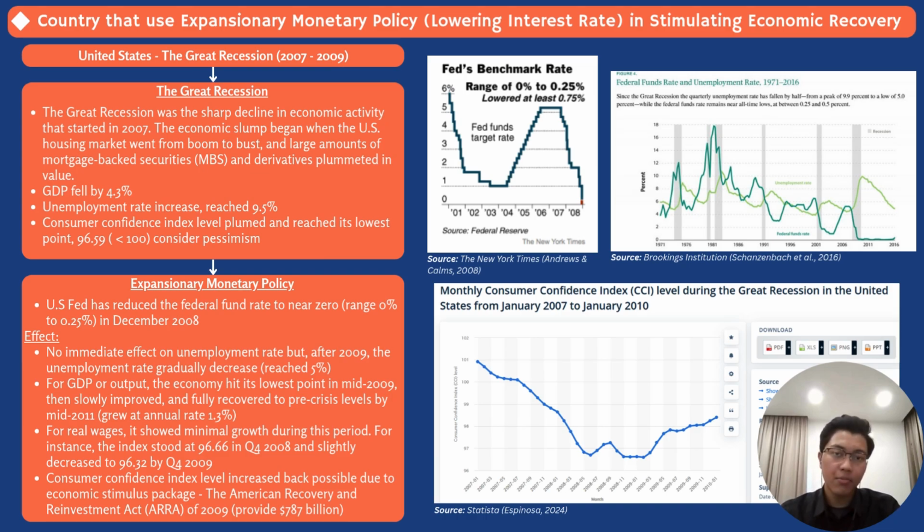During that time, the US implemented expansionary monetary policy by reducing the federal funds rate to around 0 to 0.25% in December 2008.